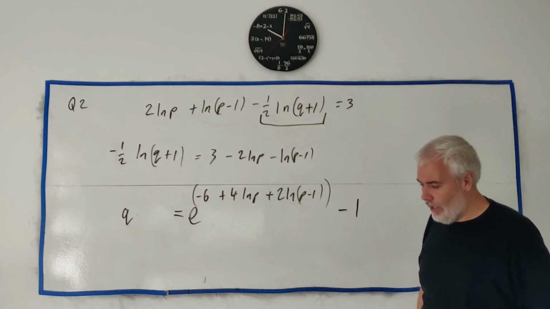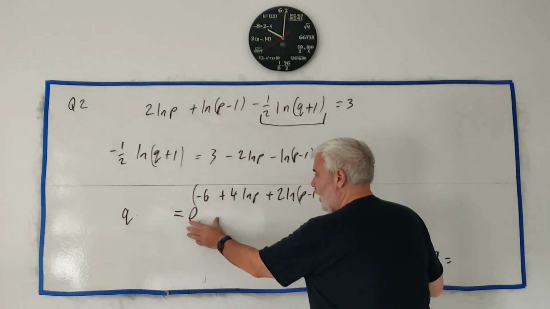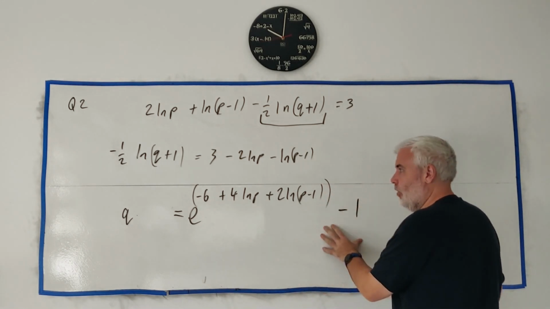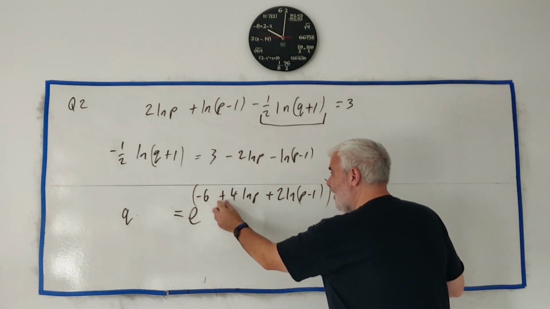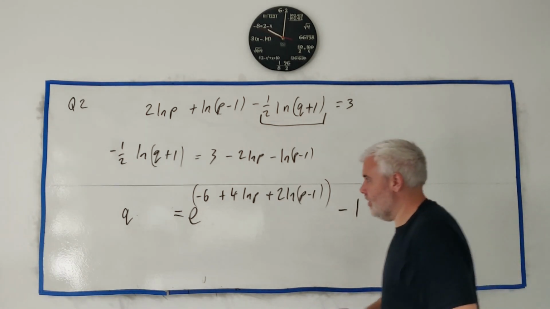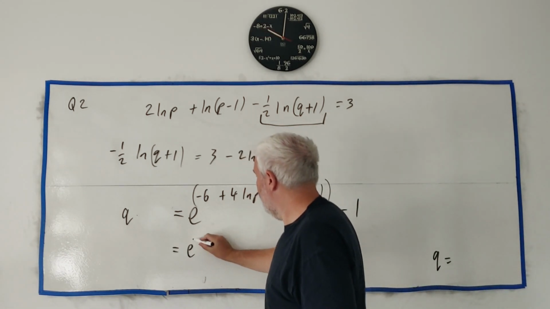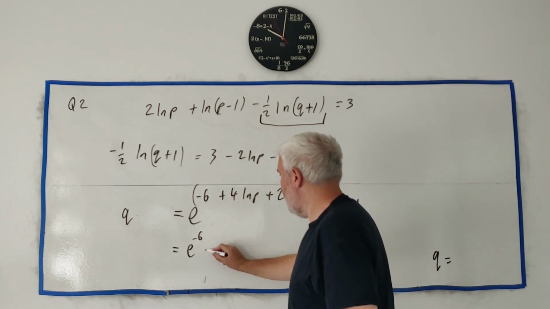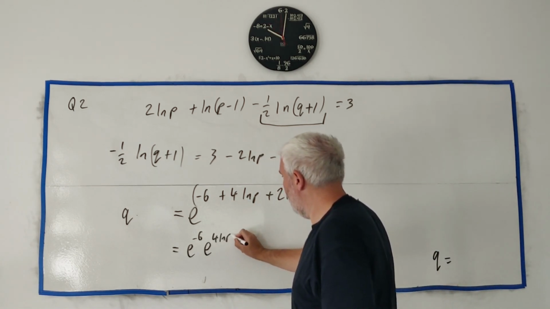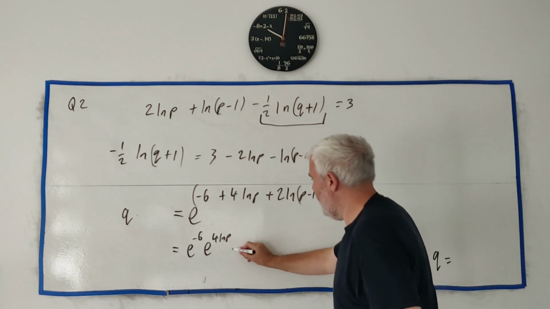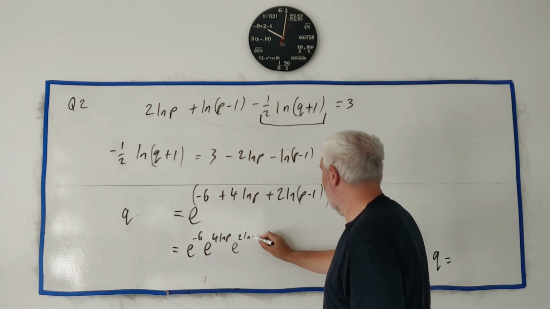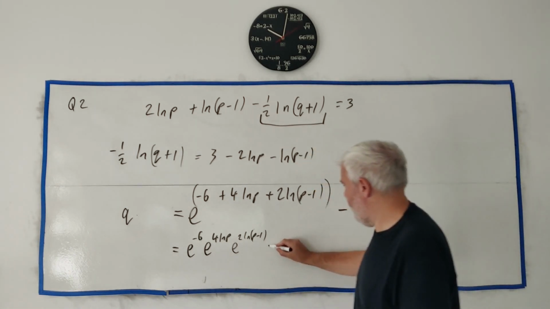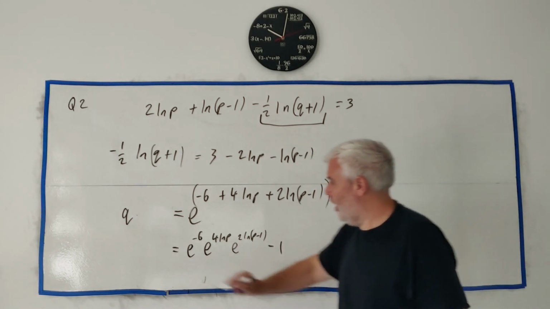So let's try and clean it up. We're going to use the rules of powers. So we have something here with all this to the power of it. What happens when something's adding in a power like this? We're left with e to the minus 6. These are just like multiplying then. It would be e to the 4 natural log p, and this would become e to the 2 natural log p minus 1. I'll clean it up a lot. I keep forgetting this minus 1, so keep an eye on me.